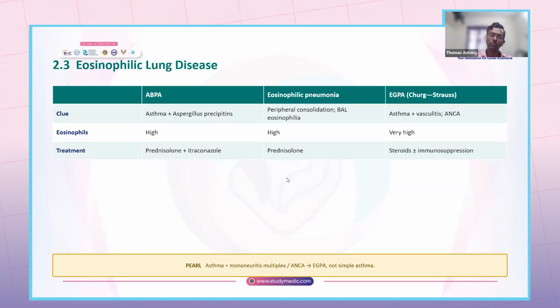Okay. Now we have eosinophilic pneumonia, where these patients usually present radiologically with a peripheral consolidation, and BAL will have eosinophilia. Again, the treatment of choice here is prednisolone. In EGPA, we have asthma along with vasculitis features. ANCA will be positive. And again, eosinophils are very high. Steroids with or without immunosuppression is the treatment of choice.